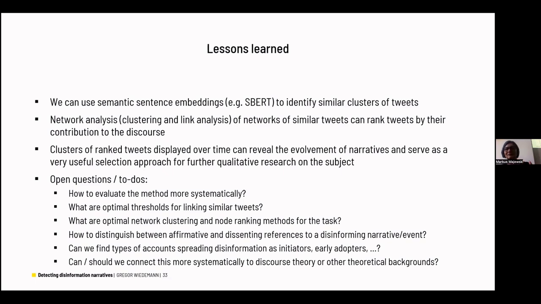So I have a question. When you showed us the temporal visualization, was it deletion of tweets or deletion of accounts?